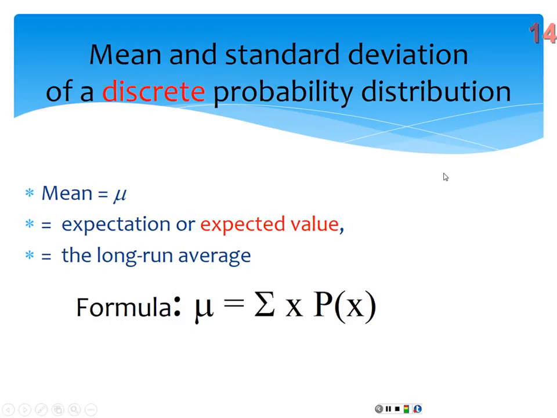There is a formula for it. This is the formula. You add up the sum of the product of X times its probability. It's kind of like a weighted mean. It's essentially the same as the weighted mean when we're doing your grades.